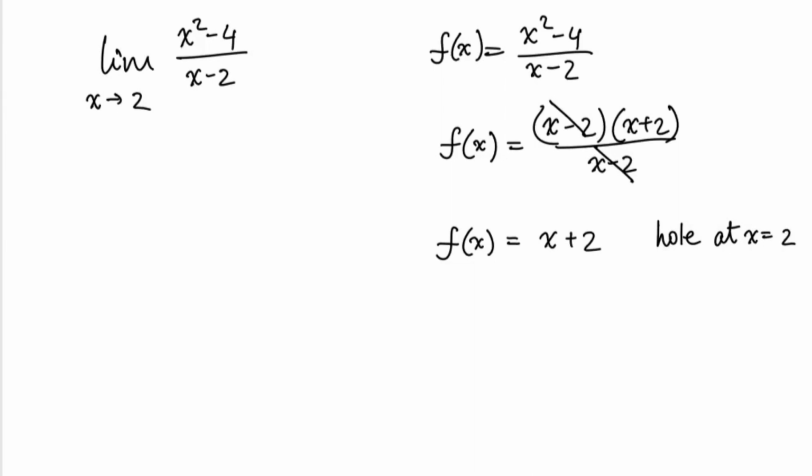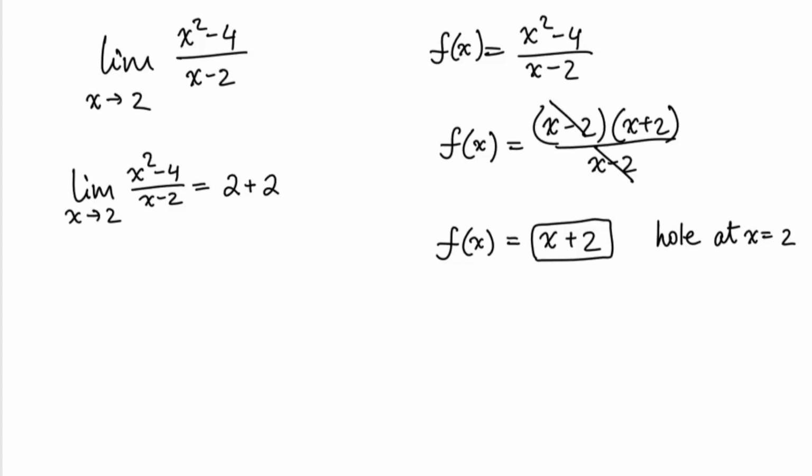Now, in order to find the limit, I'm going to use the simplified equation. Let's try that. The limit of the original function as x approaches 2 is defined by the new equation of the simplified function, x plus 2. And if I sub in the value of 2, it becomes 2 plus 2. So therefore, the limit as x approaches 2 of x squared minus 4 over x minus 2 equals 4. What does it mean graphically?